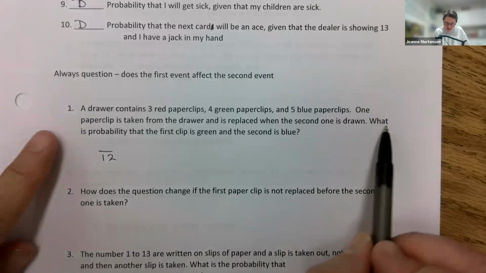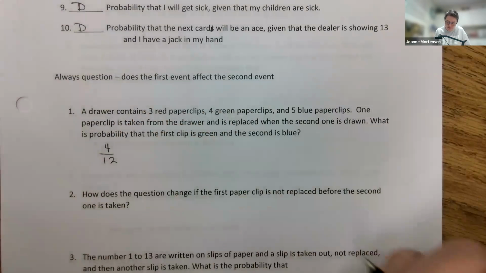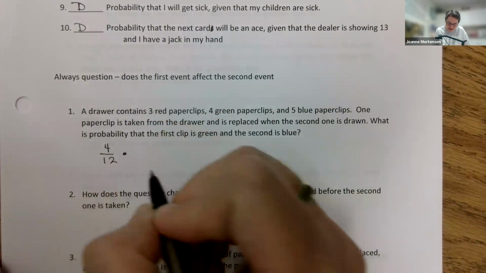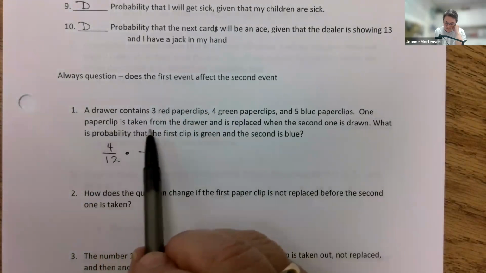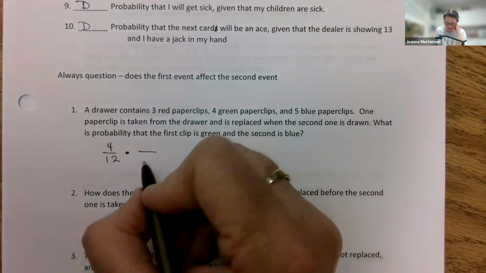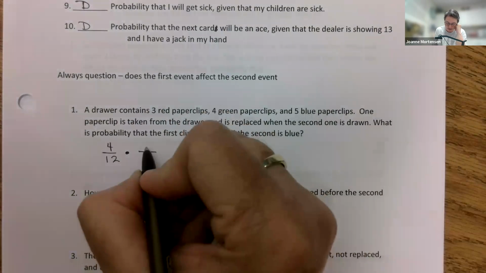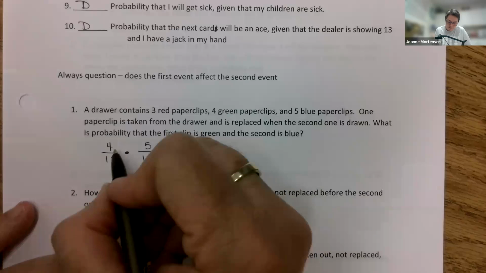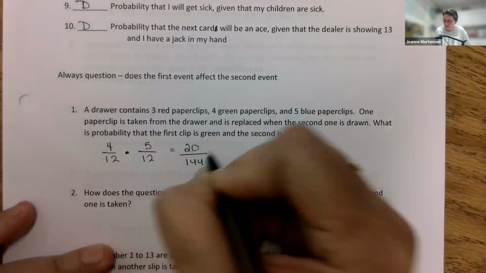And I want to know green. So there's 4 green ones. That's my first event. Now I'm going to multiply that by my second event. However, it says we replace the paperclip. So that means we're back to the beginning. So there's 12 there. And the second one being blue is going to be 5. And then if you remember, you multiply across the top, 20 out of 144.